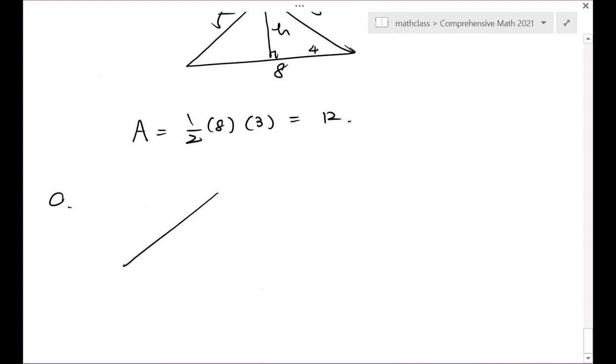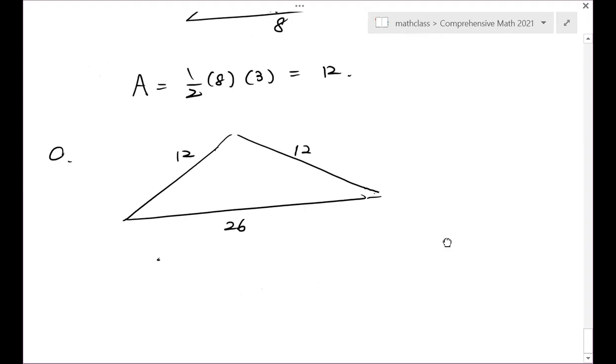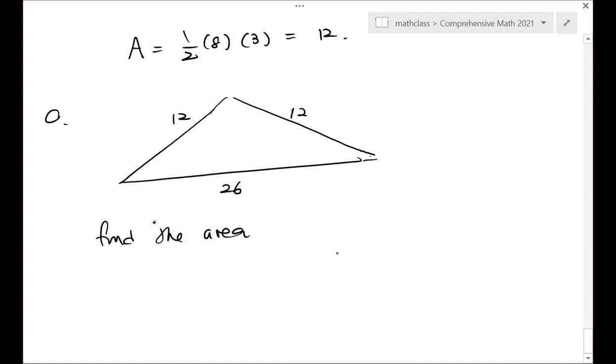If I give you an arbitrary isosceles triangle, with this side, for example, 26, and this side is 12, this side is 12, then how do you find the area? All you have to do is find the height, and it's easy to find the height because it's an isosceles triangle.